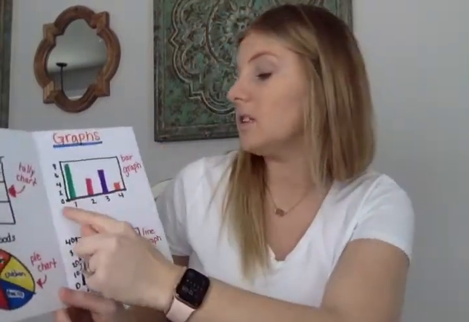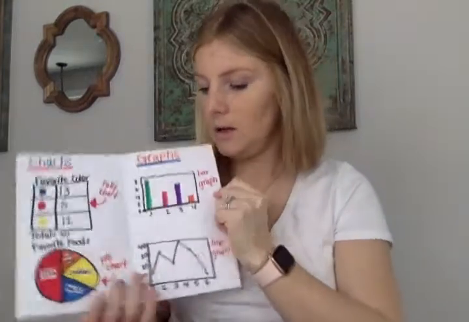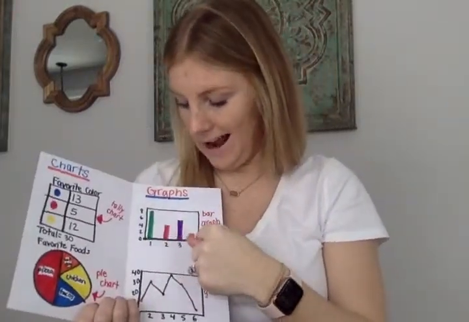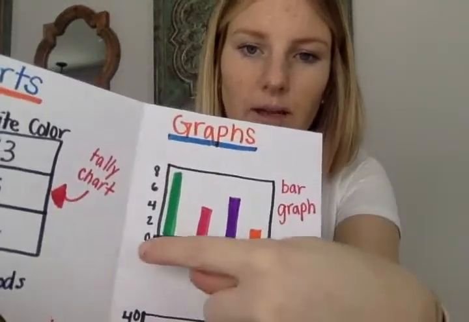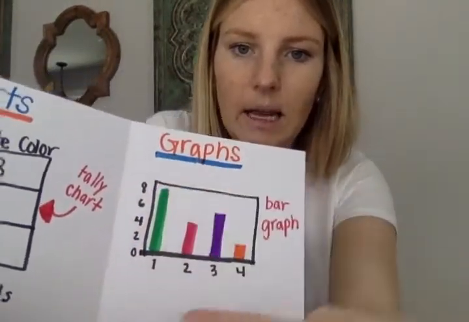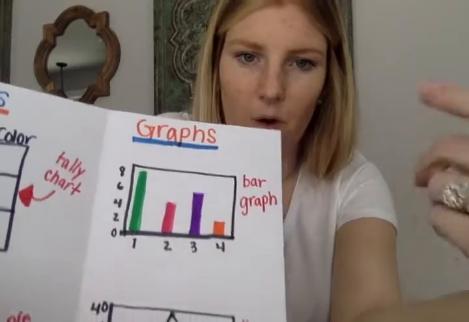Okay, moving over to graphs. This is called a bar graph, okay? So down here would be like your categories, and then here's the amount. This one goes up by 2s, okay? 0, 2, 4, 6, and 8, and then the categories are 1, 2, 3, and 4.